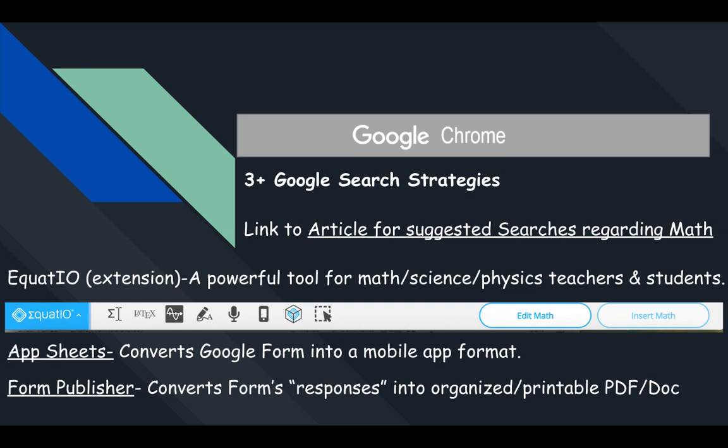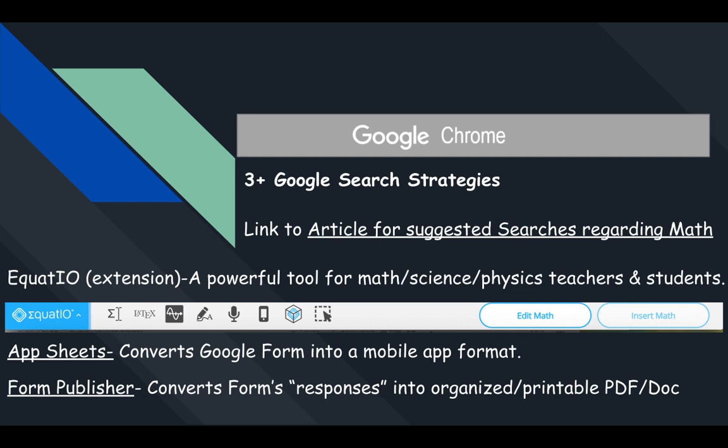Make sure the search is not too long. Some students like to type the entire set of directions, and the Google search gets confused because a lot of the words that are in that question may lead to unimportant results.